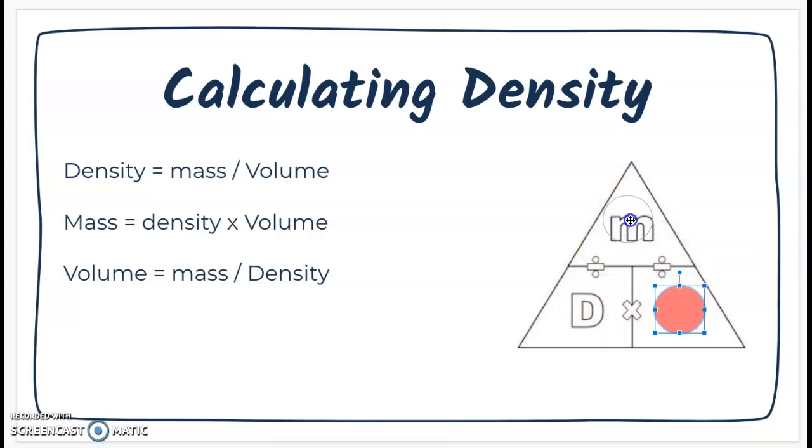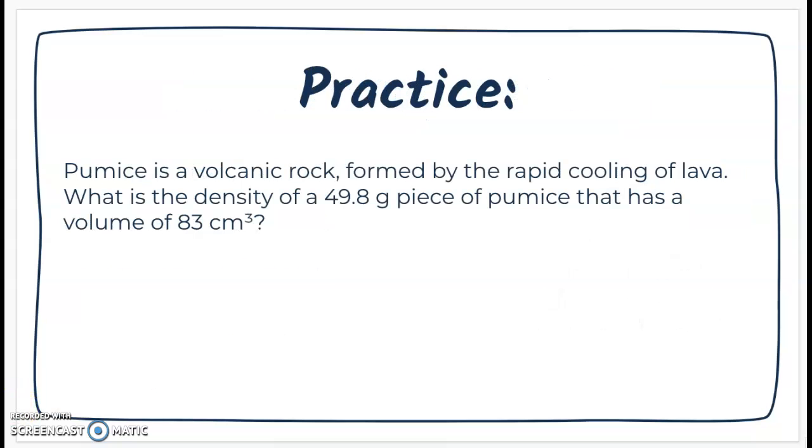If I'm trying to find my mass, I have my density next to my volume, so I'm going to multiply them. Density times volume. So that's just another trick that you can use with this triangle to remember the equations. We're going to do some practice now. So we're going to practice finding the density of objects.